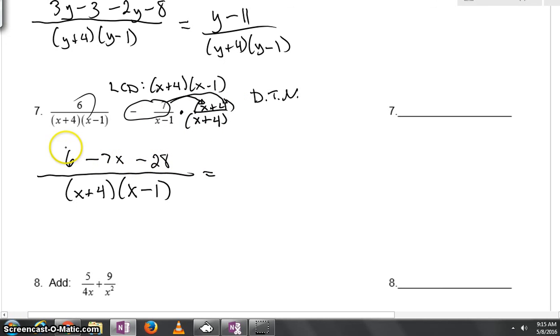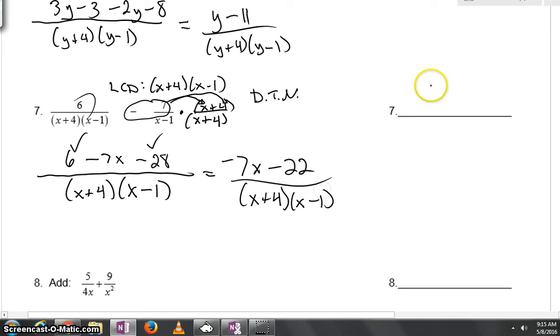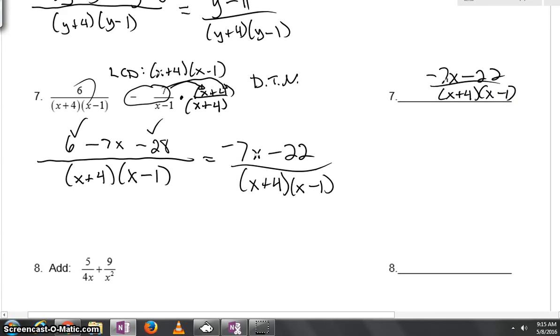So combine your like terms. You'll have -7x. 6 minus 28 is -22. And you've got this x plus 4, x minus 1 down below. And wonderfully, we are done. You should check to see if the top has a common factor that you could divide out, but it doesn't. 22 is not divisible by 7.